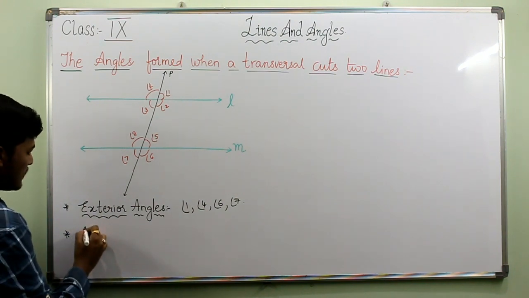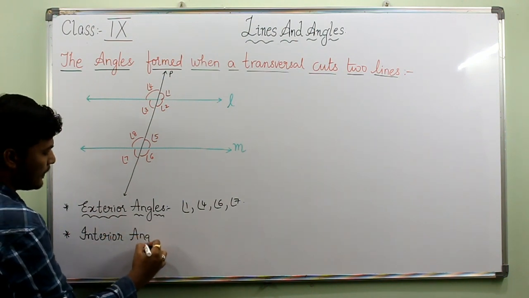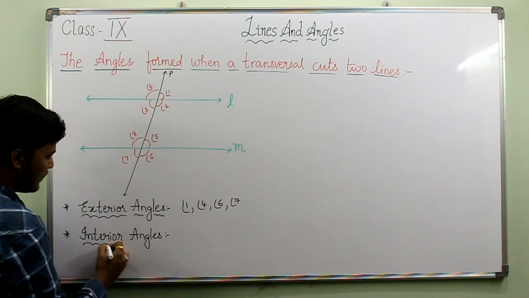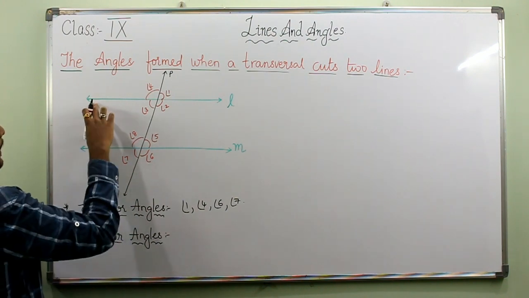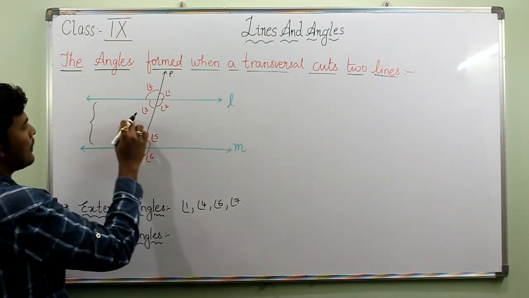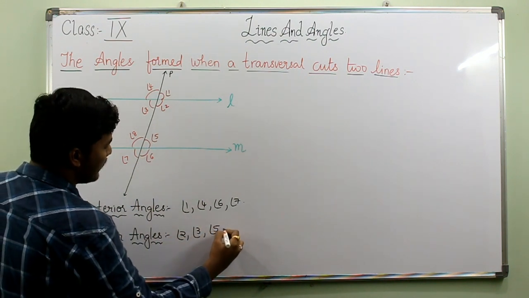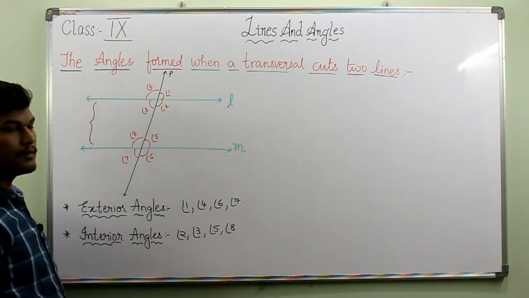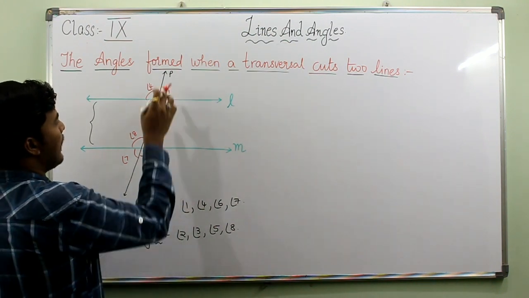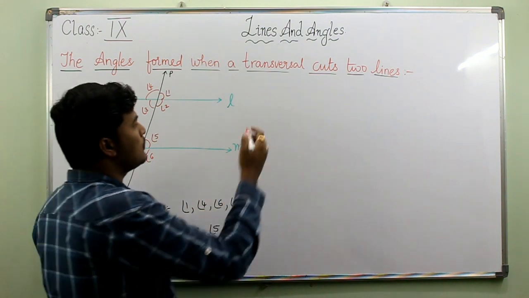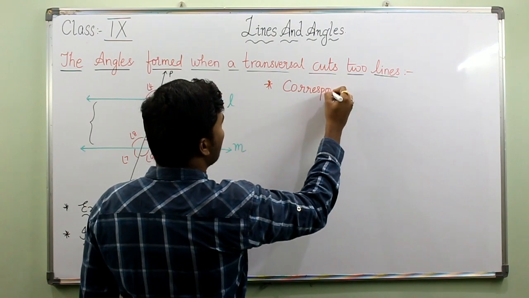Then we have interior angles. Interior angles are nothing but those which are inside the two parallel lines. This is L, this is M. The angles forming in between these two are called interior angles. So here angle 2, angle 3, angle 5 and angle 8 are called interior angles. These parallel lines and this transversal will make corresponding angles. So the next one is corresponding angles.